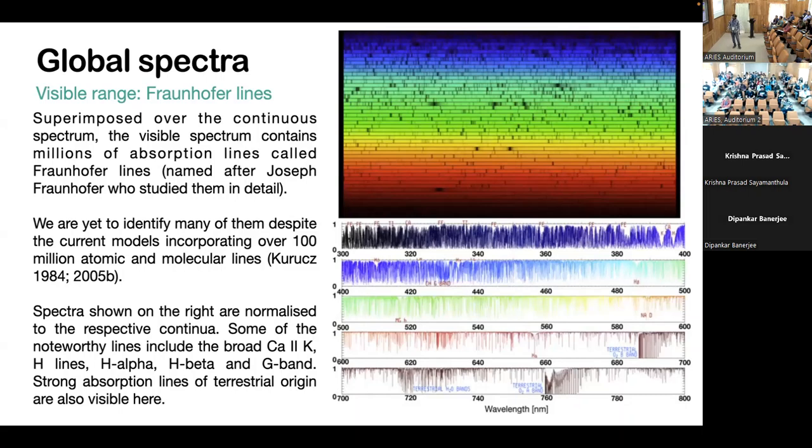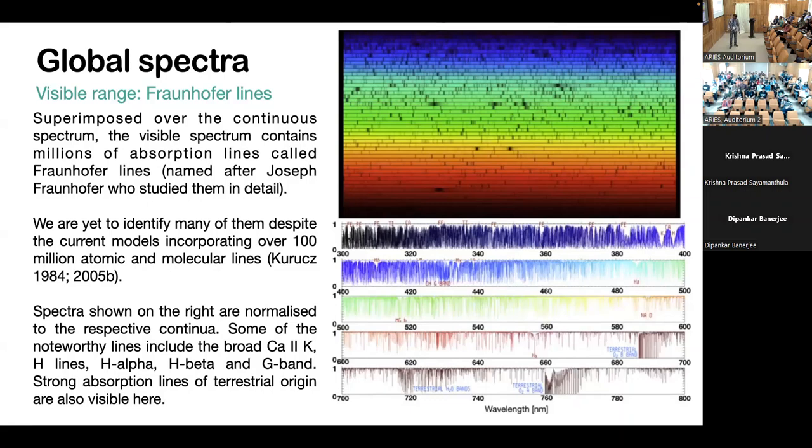Here you see from 300 to 400, 400 to 500 nanometers, similarly up to 700 to 800 nanometers, the same spectra. But in these plots, at each band, the spectra is normalized with respect to the continuum level. Otherwise, you cannot show them all in the same scale. That's what you have seen previously, a clear peak close to 5000 angstroms, and then a sharp decay on either side as you move to the other wavelength ranges. So to show that on the same scale, here they are normalized.